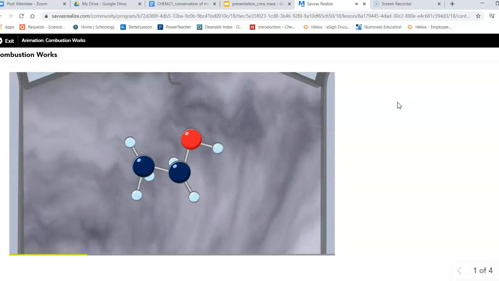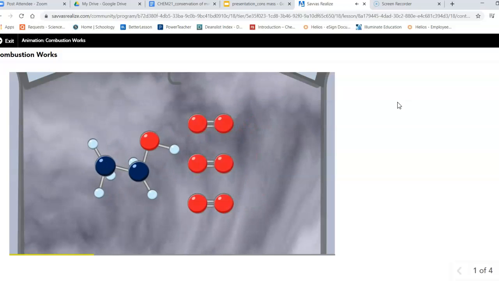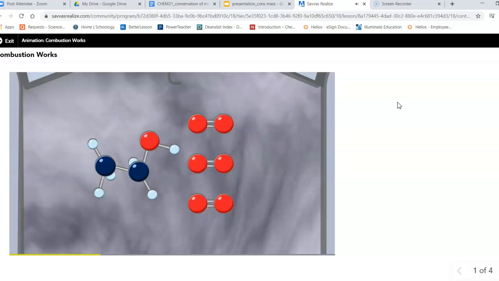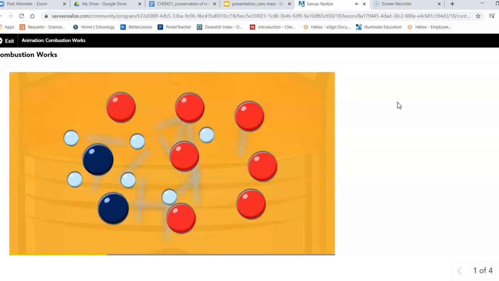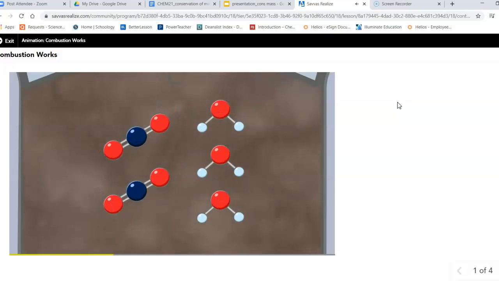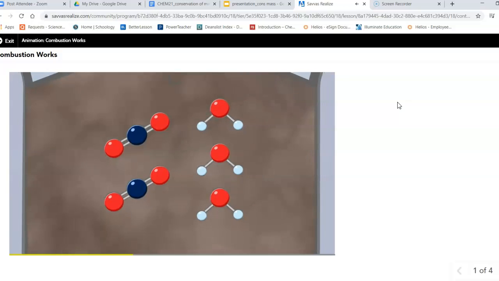Each ethanol molecule must react with 3 oxygen molecules in the air-fuel mixture in order to react fully. Even though the combustion reaction is explosive, generates a large amount of heat, and dramatically changes the appearance of the reactants, no atoms are gained or lost during the reaction. Mass is conserved in the reaction.